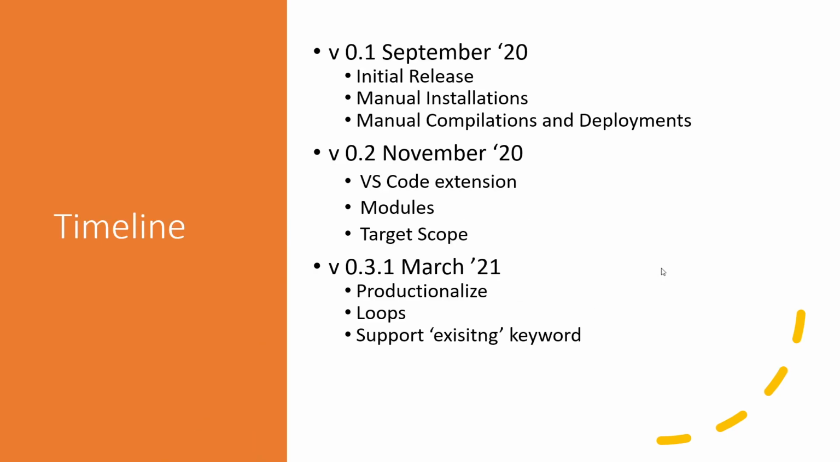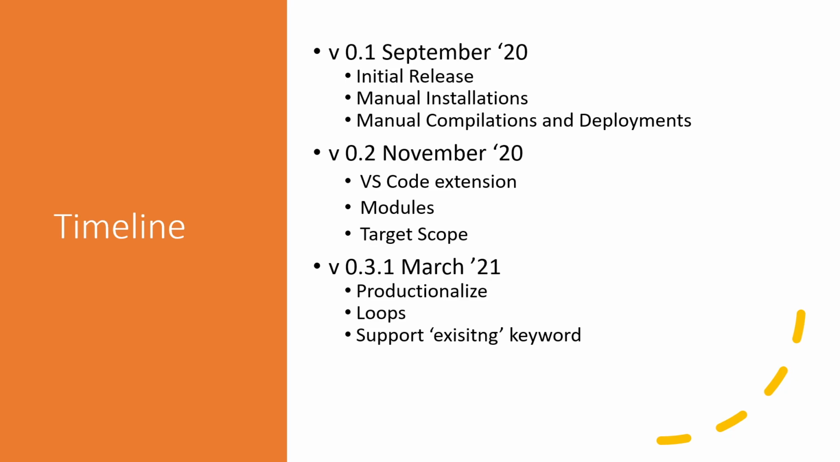So, quick timeline on Bicep itself. It was originally released in September 2020. They had a lot of functionality. However, there were some manual installations and some manual compilations and deployments required to actually get things up and running. Then you can see that there was a subsequent release in November 2020.